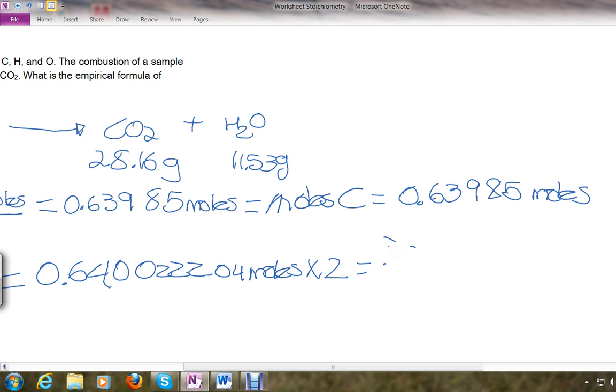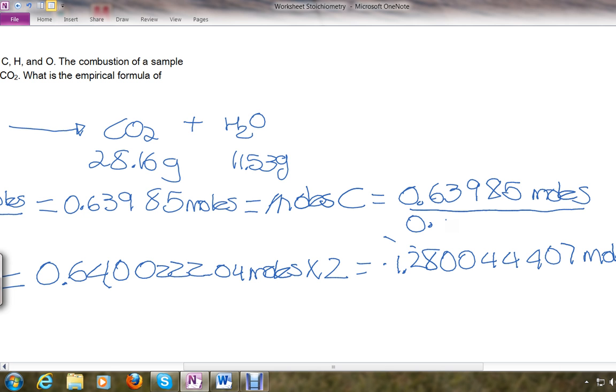So you got here 0.6402222204, multiplied by 2 would be 1.280044407 moles. Now let's divide by the smallest one, which is the carbon. And usually when you have a compound like that with carbon and hydrogen, the carbon is always going to be smaller than the hydrogen. We haven't got into the oxygen yet, but I'll tell you why.